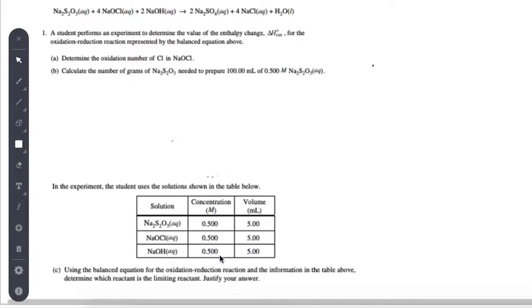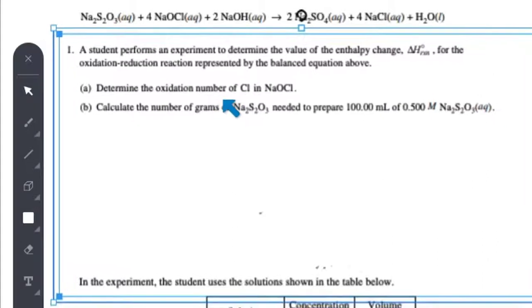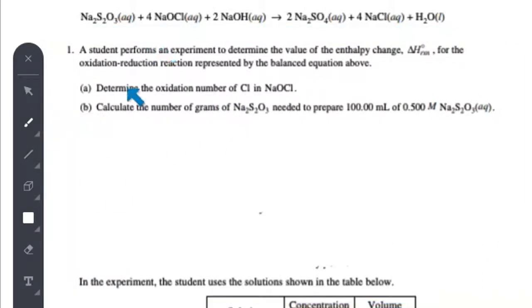So let's get cracking. A student performs an experiment to determine the value of enthalpy change of the reaction represented by the balanced equation above. Determine the oxidation number of Cl. So the oxidation number is essentially the charge of that element when it's in that compound. So we know that the overall charge is neutral because there's no charge stated.